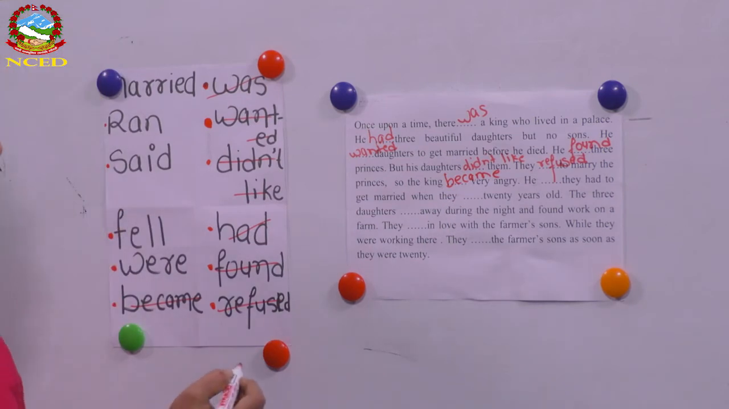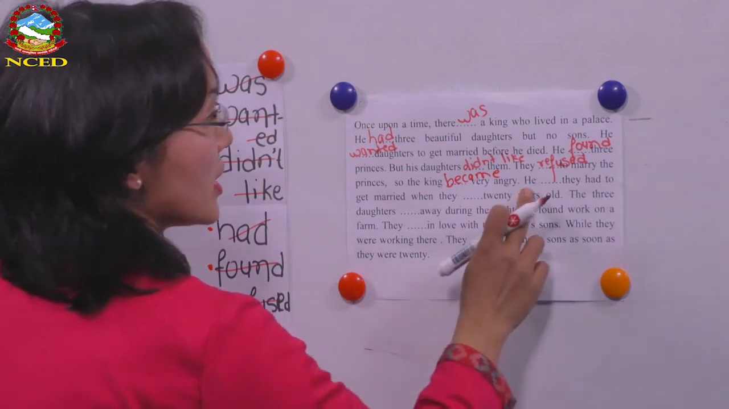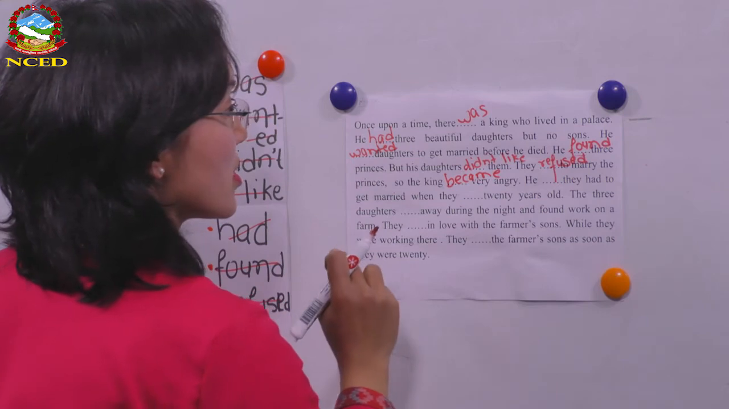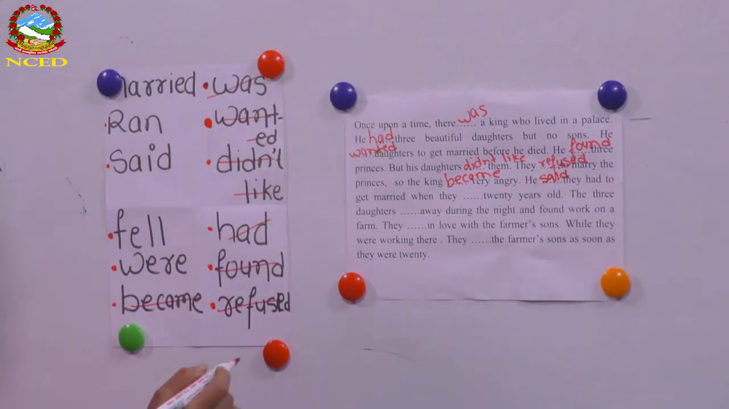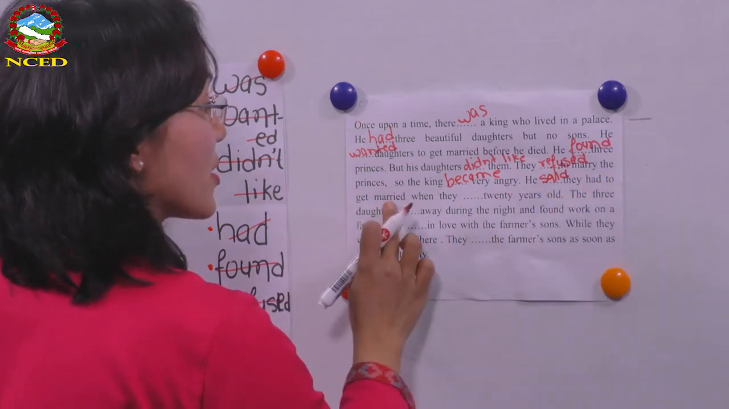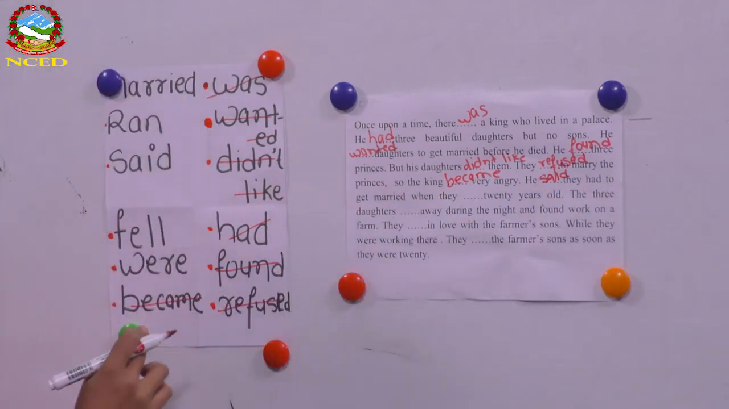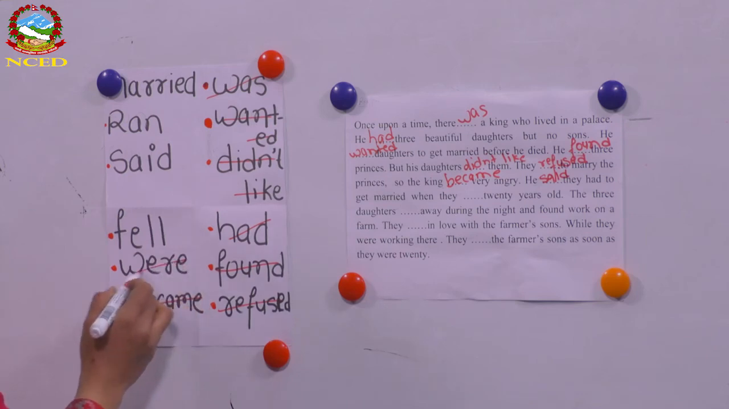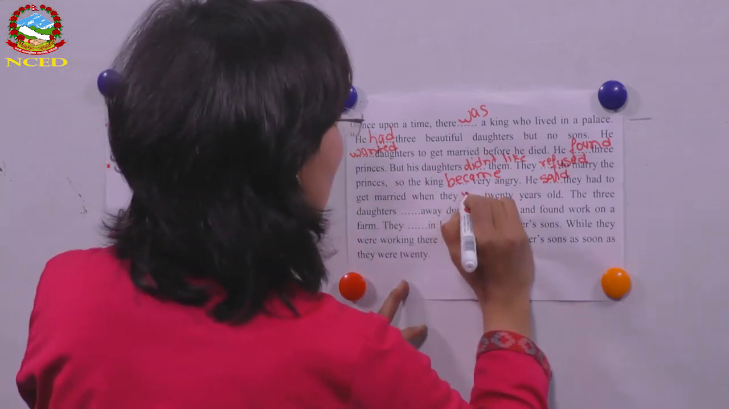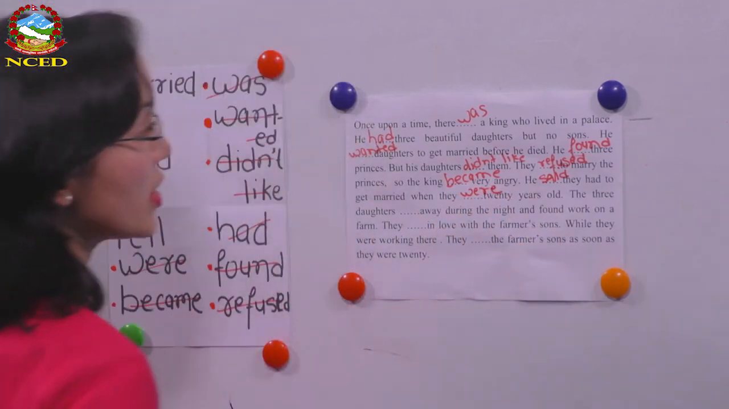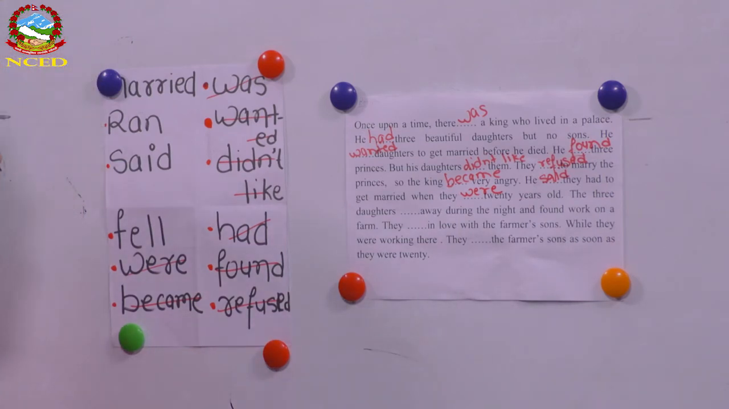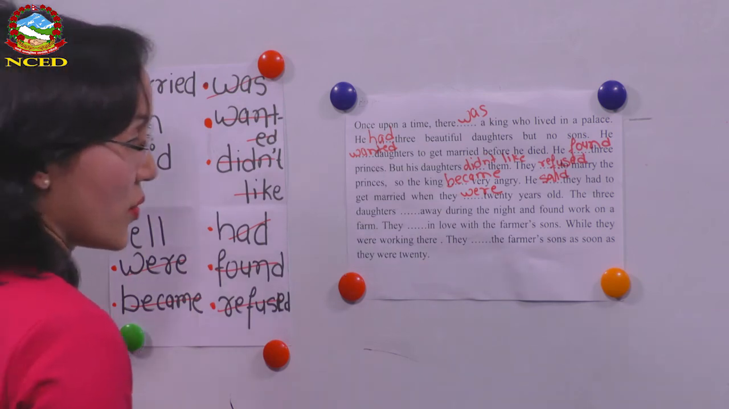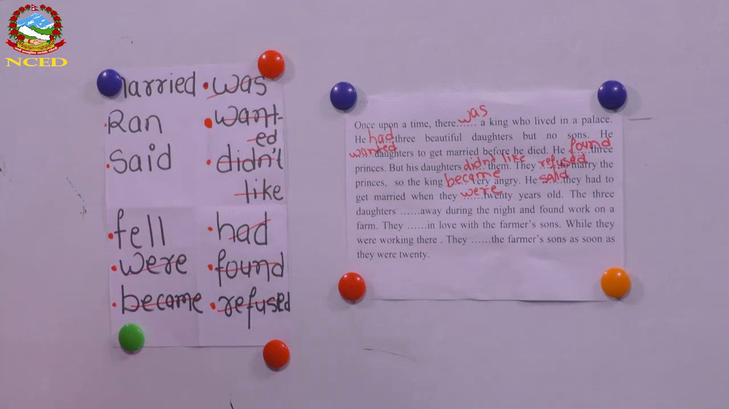So the king became very angry, and then what happened? He said they had to get married when they were 20. Okay, when they were 20 years old. The three daughters, now they didn't like the prince, but the king forced them to get married before 20.